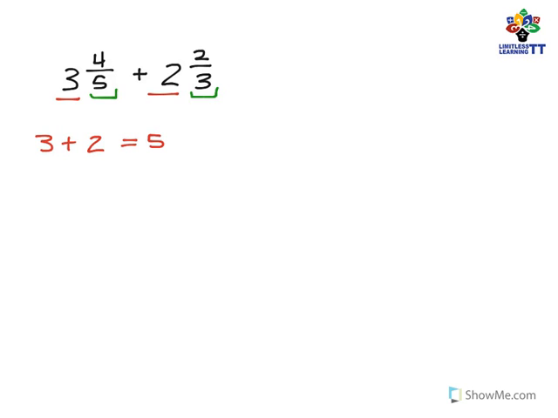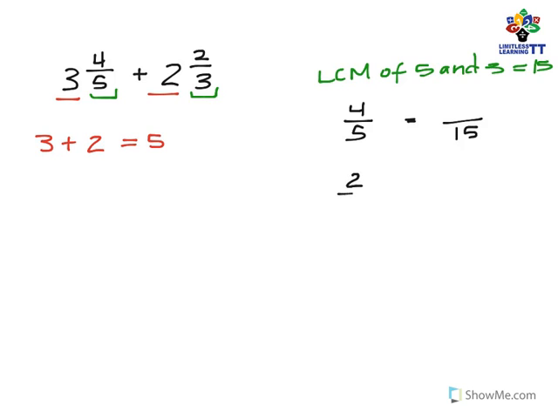Now when adding fractions, if I have a different denominator, I have to find a common denominator, specifically the lowest common multiple. So I'm looking for the LCM of 5 and 3. And so that's actually going to be 15. So my denominator that's going to be common between both 4/5 and 2/3 is going to be something over 15. So I need to change 4 over 5 to something over 15. And I also need to change 2 over 3 to something over 15.